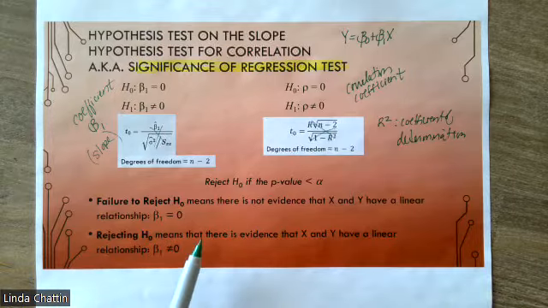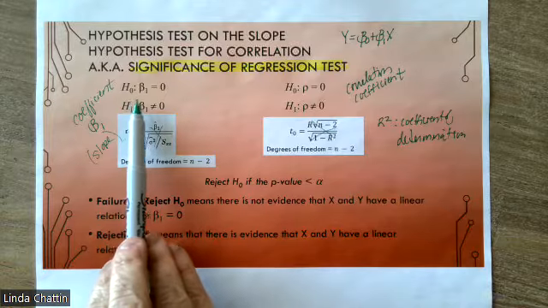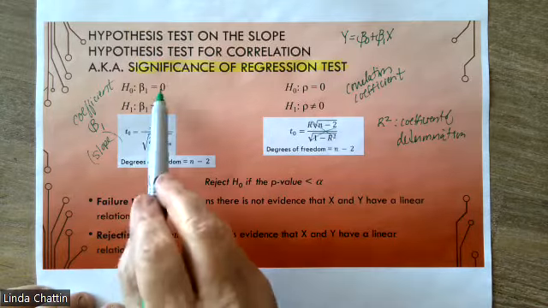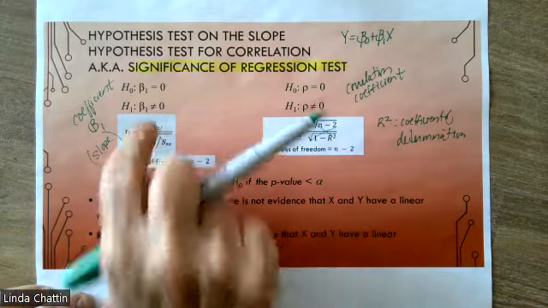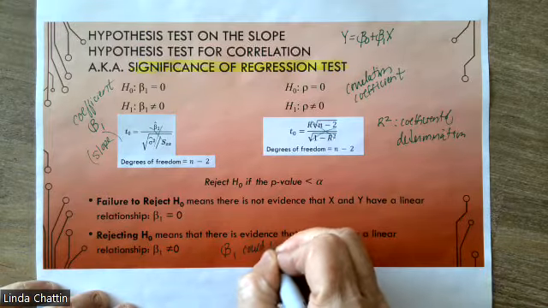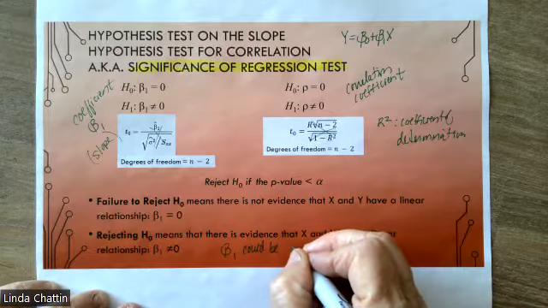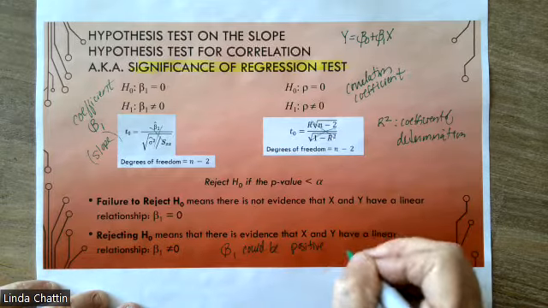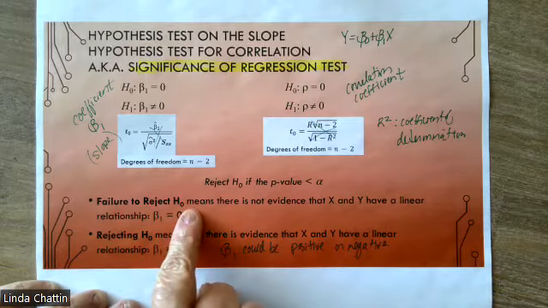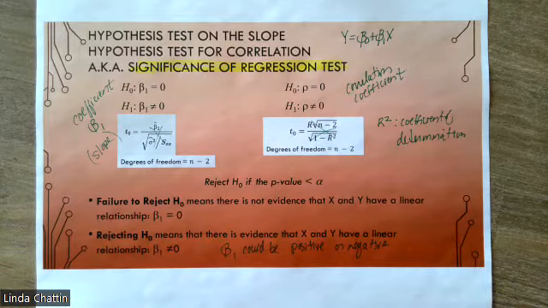If I fail to reject H naught, what that means is I'm going to assume that beta 1 is equal to 0, which means there is no linear relationship. If we reject H naught, that means the slope definitely isn't equal to 0. So beta 1 could be positive, I should have said bigger than 0, or negative, but it's definitely not 0. Whenever we fail to reject H naught, it means we really don't have a good linear relationship. And you can usually tell that just by plotting y as a function of x.